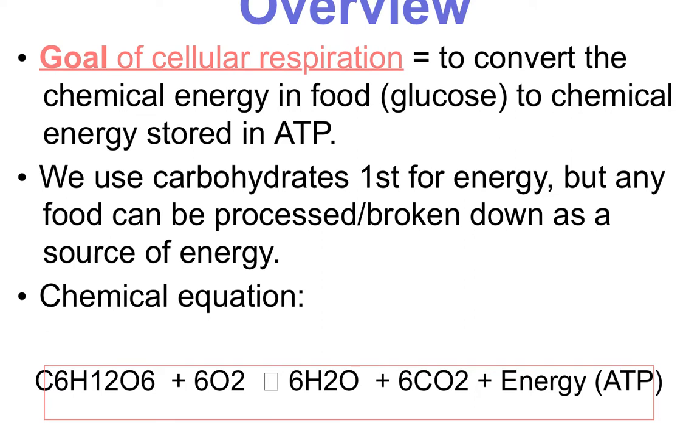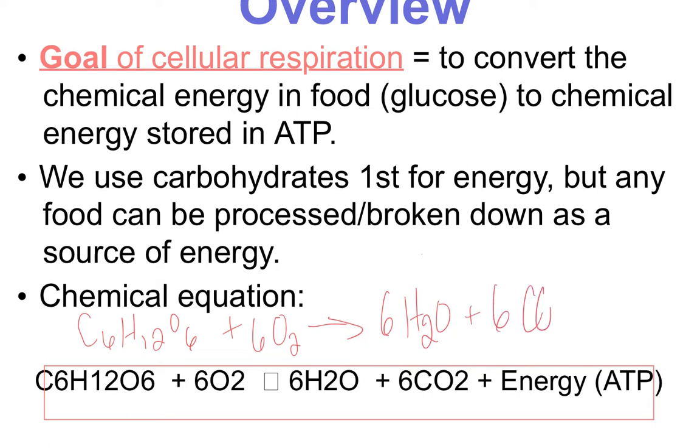The chemical reaction that we use for cellular respiration is pretty much the opposite of photosynthesis, or photosynthesis in reverse. We take glucose, C6H12O6, and we add oxygen gas, 6 molecules of oxygen gas, and we break that down and make 6 molecules of H2O, everyone loves water, and 6 molecules of carbon dioxide, plus ATP, or energy.